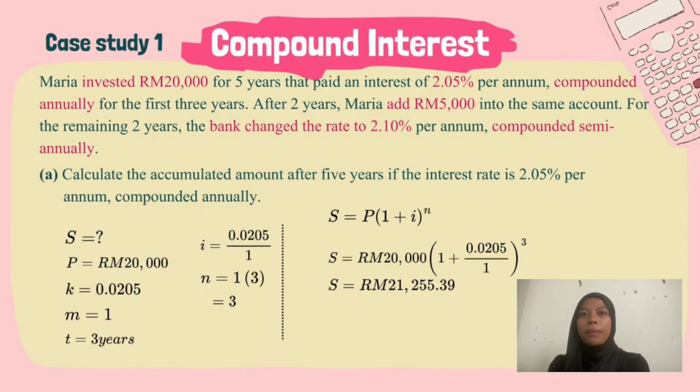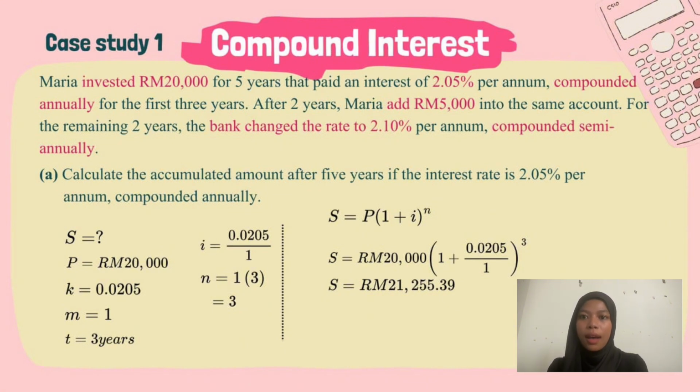Case study 1, compound interest. Maria invested 20,000 ringgit for 5 years at an interest of 2.05% per annum, compounded annually for the first 3 years. After 2 years, Maria added 5,000 ringgit into the same account. For the remaining 2 years, the bank changed the rate to 2.10% per annum, compounded semi-annually.